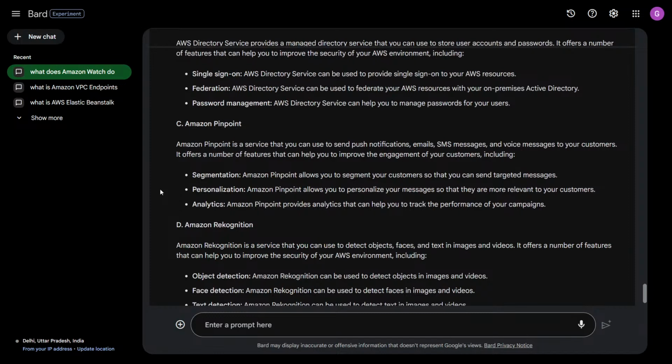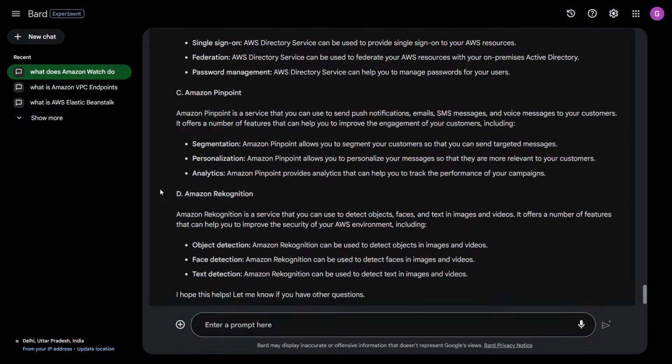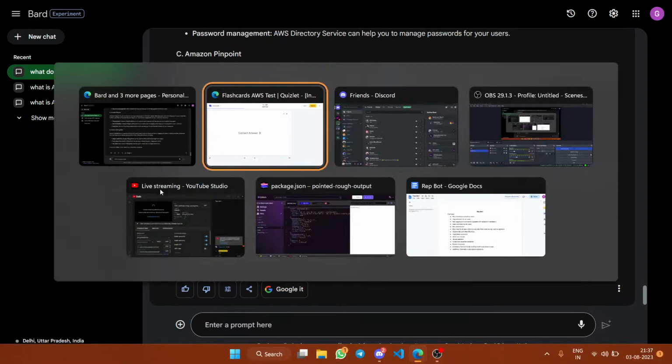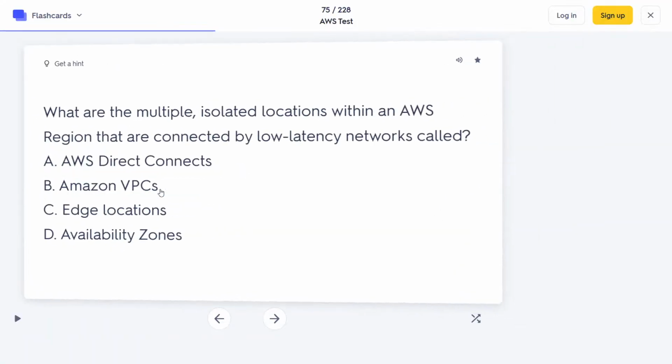Amazon Pinpoint is a service that I can use to send push notifications, email. Oh my, that's such a nice service. Amazon Rekognition is a service that we can use to detect. Oh, so it is kind of like a cool AI thing, I will say. Probably. I will move on to the next thing now.